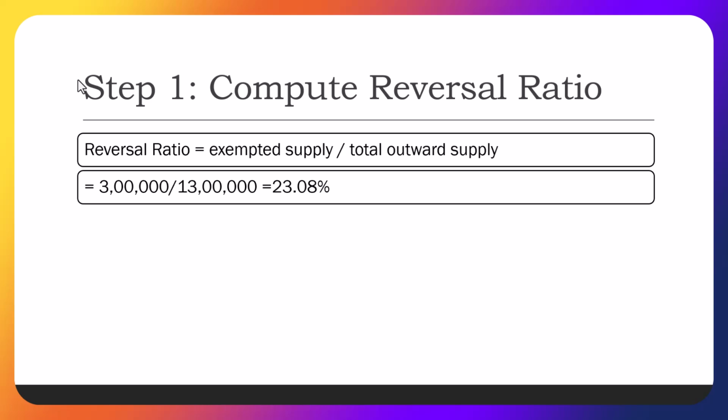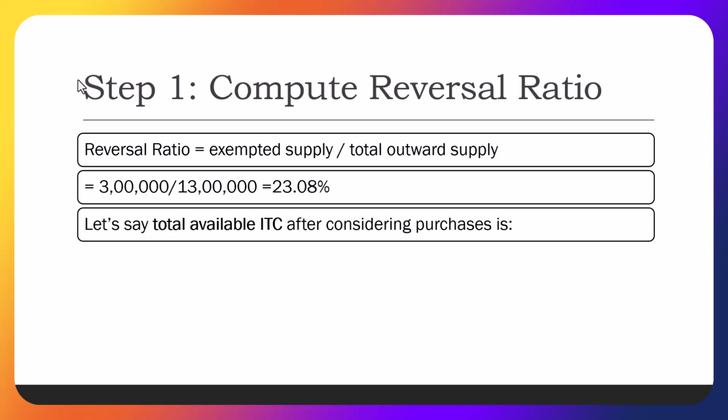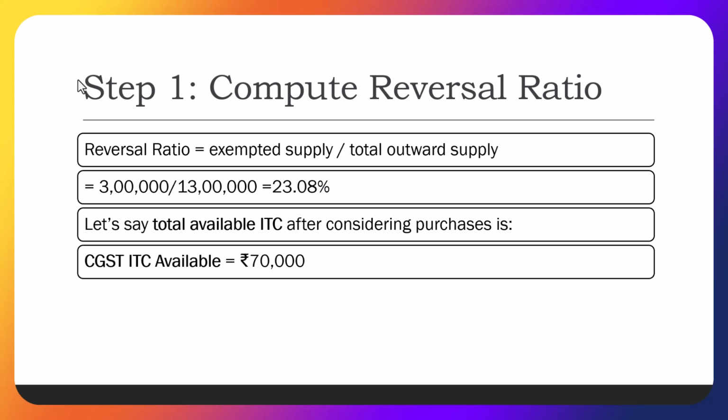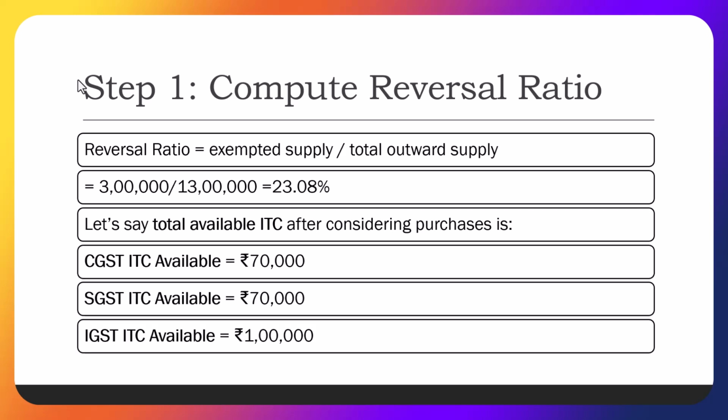So the reversal ratio, we have to calculate, will be exempted supply divided by the total output supply. So 3 lakh is the exempted turnover and 13 lakhs is the total turnover. Now this is the reversal. Now let's see what the total ITC available is, whatever purchases you have made.